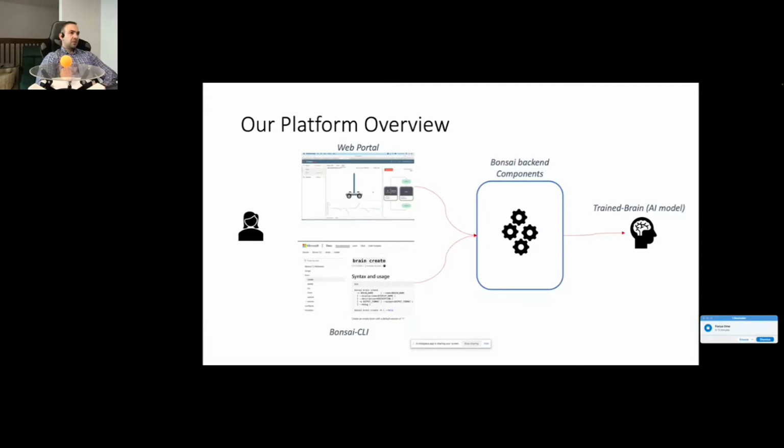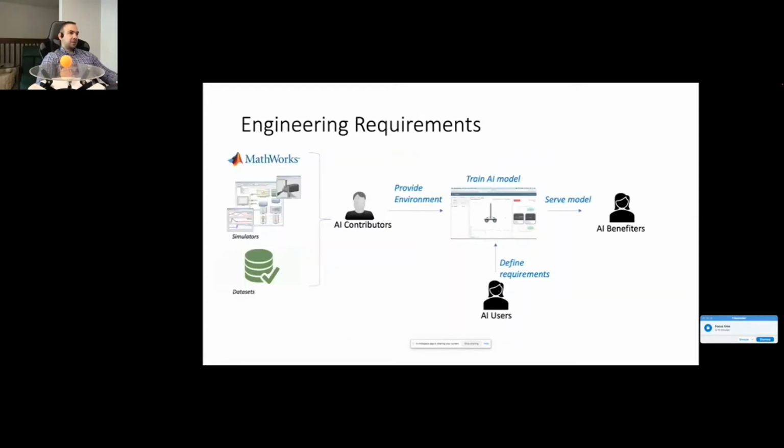At a very high level, the way it works is as a user, you can interact with this platform through a web portal or CLI. A lot of things will happen at the back end, and eventually you're going to have a trained AI model. You can export it and you can deploy it on your machinery as you wish.